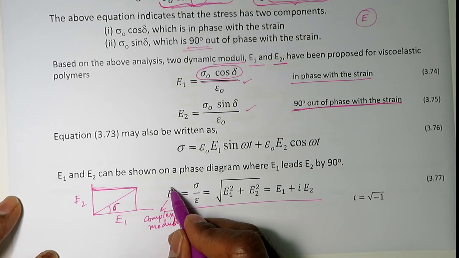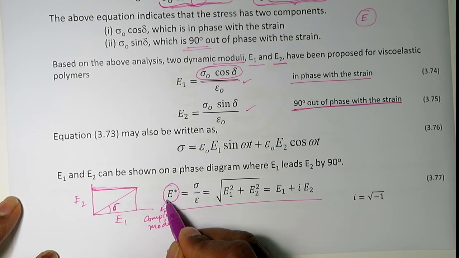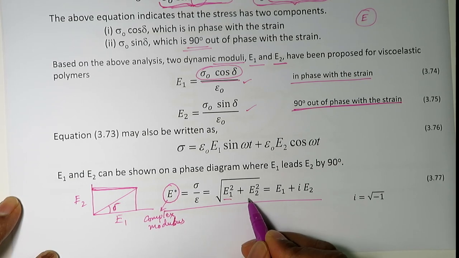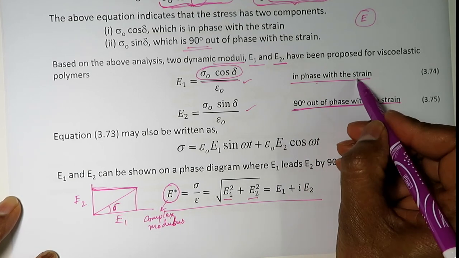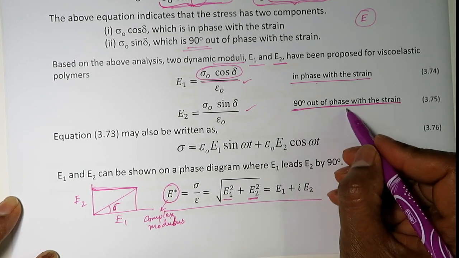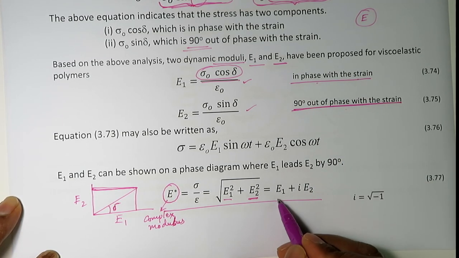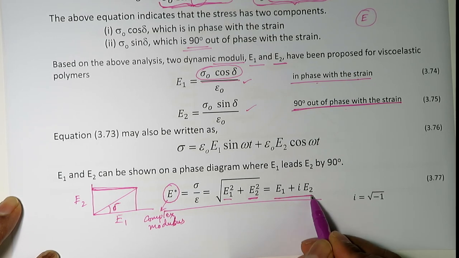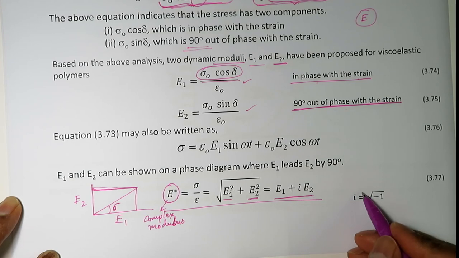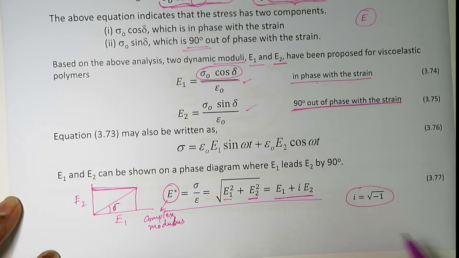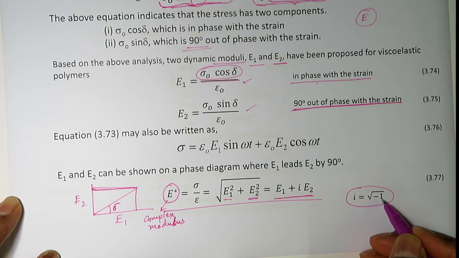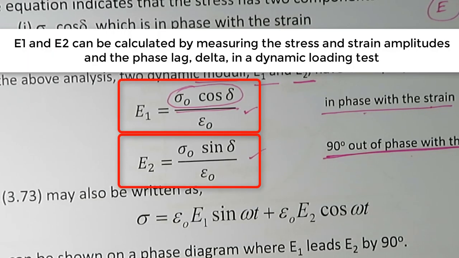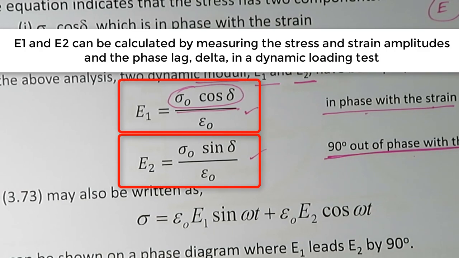So complex modulus is a new term we have defined, which is a combination of E1 and E2. E1 is in phase with the strain, and E2 is out of phase by 90 degrees. So this can also be represented by this formula, E1 plus i E2. So this is a complex equation, and this is a complex number, where i is given as the square root of minus 1. E1 and E2 can be calculated by measuring the stress and strain amplitudes and the phase lag delta in a dynamic loading test.